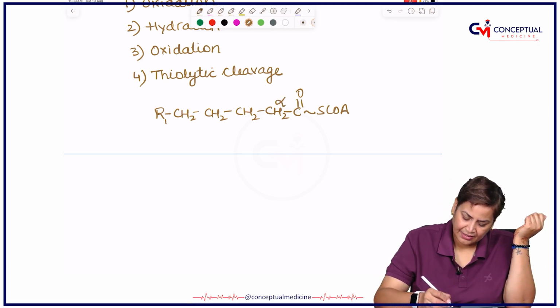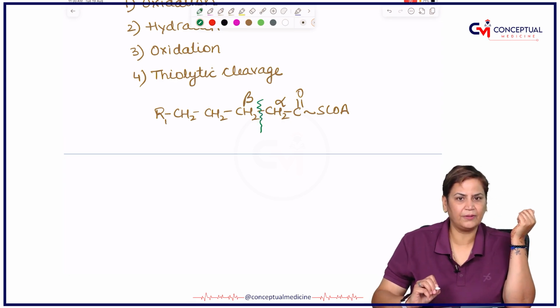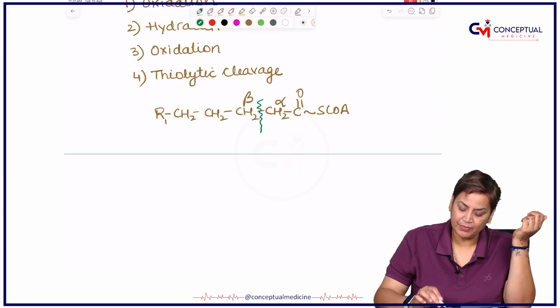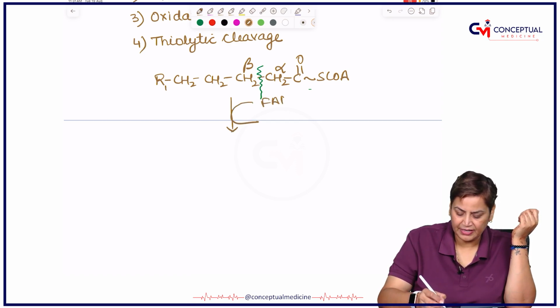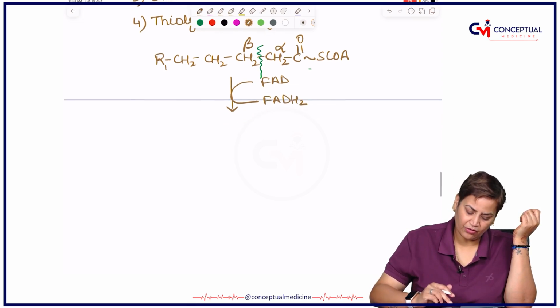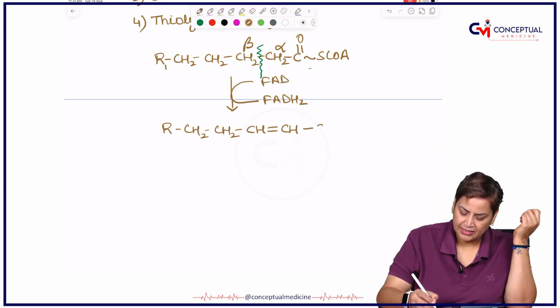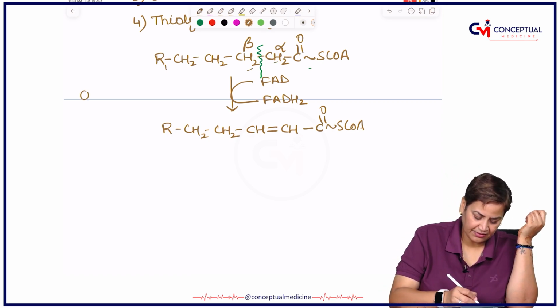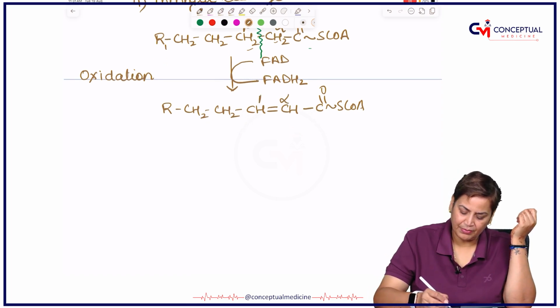So this is your alpha carbon atom. This is your beta carbon atom. So oxidation will take place here. This is the site of oxidation. And after 4 steps, this particular thing will be released. That is what we are going to study. Now, I told you the first step is oxidation. So FAD is converted into FADH2. And what kind of product is produced? R-CH2, CH2, CH double bond CH, C double bond O, SCoA. It is going to pick one hydrogen from here, one hydrogen from here, right? And this is the first step, oxidation. So we can say that this is alpha beta unsaturated acyl-CoA.